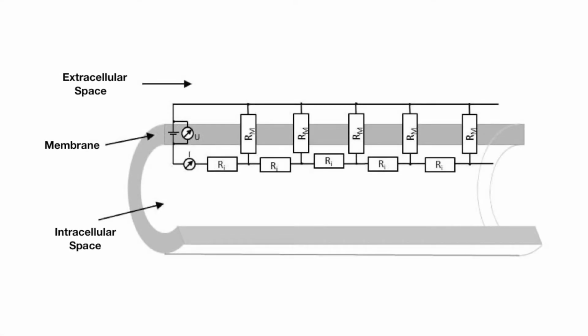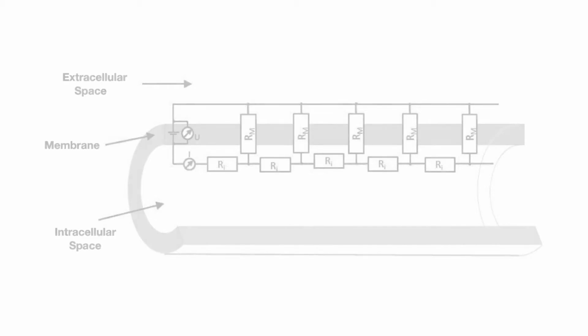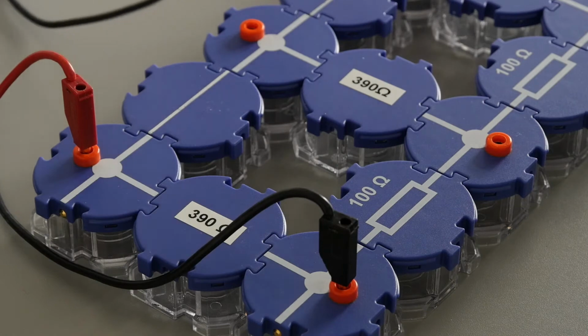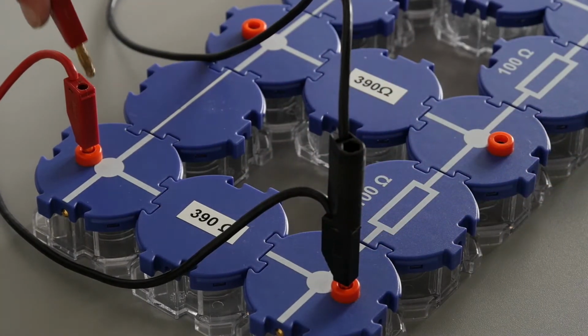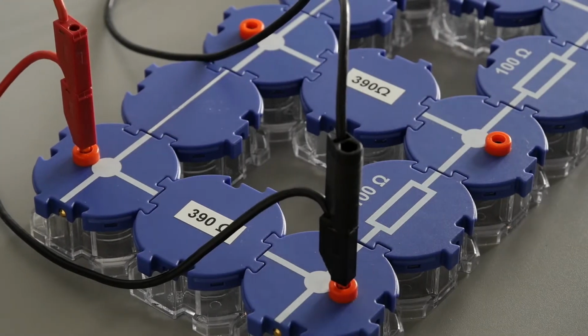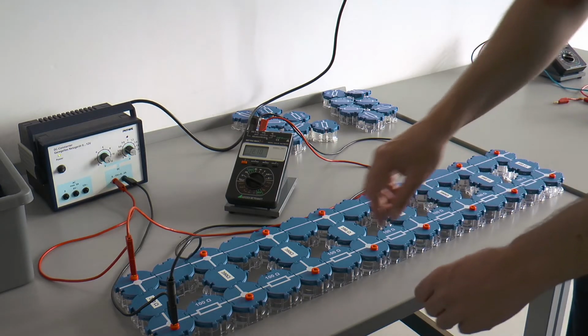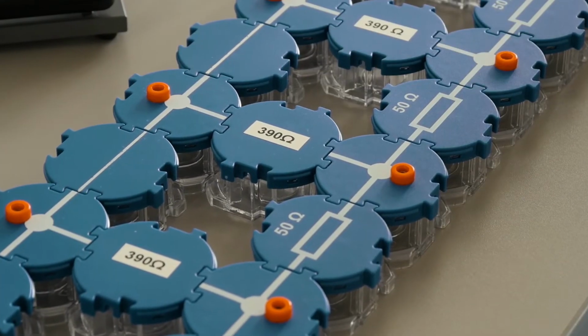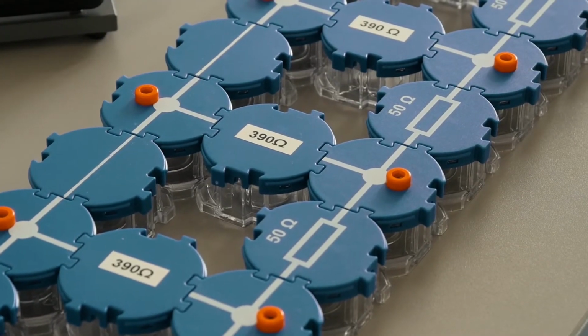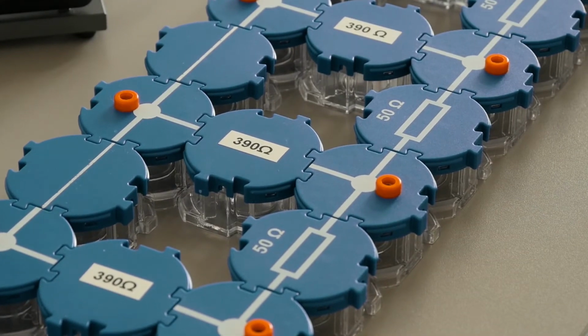In the third experiment, we combine resistors in series and parallel. There are 8 links, each with a resistor of 390 ohm connected in parallel and a resistor of 100 ohm in series. Here, the resistors connected in parallel are analogous to the membrane resistors of a nerve cell. The resistors connected in series represent the internal resistance in the intracellular space of the nerve cell. In total, the circuit thus simulates a long, thin nerve cell.